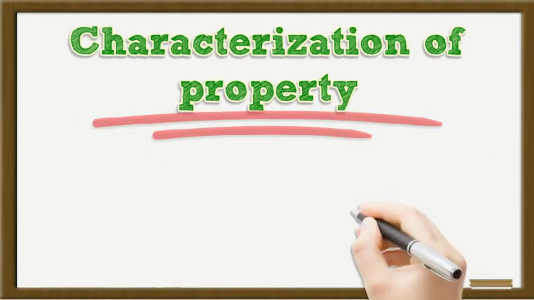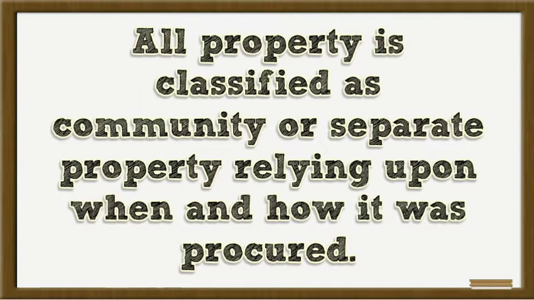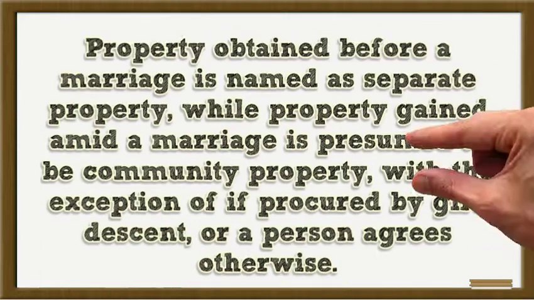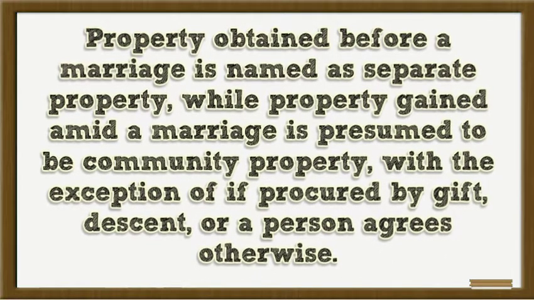Characterization of property. All property is classified as community or separate property, relying upon when and how it was procured. Property obtained before a marriage is named as separate property, while property gained amid a marriage is presumed to be community property, except if procured by gift, descent, or a person agrees otherwise.